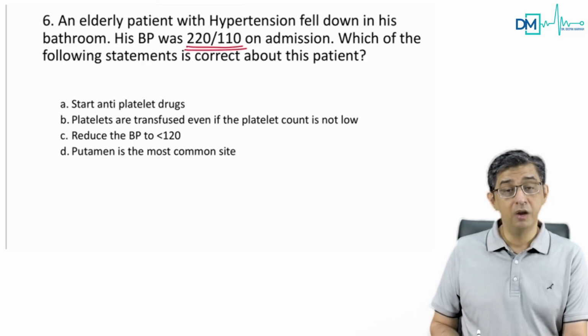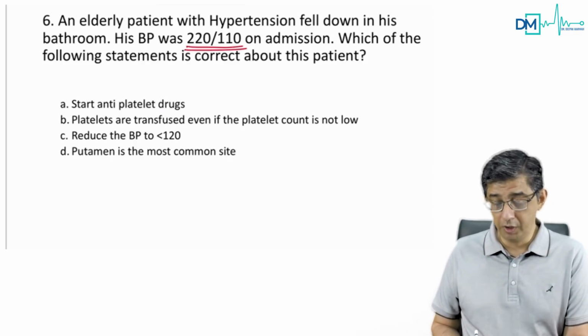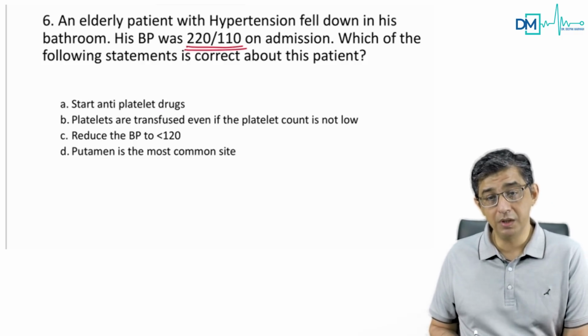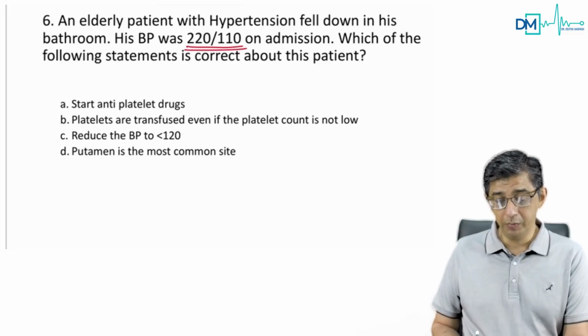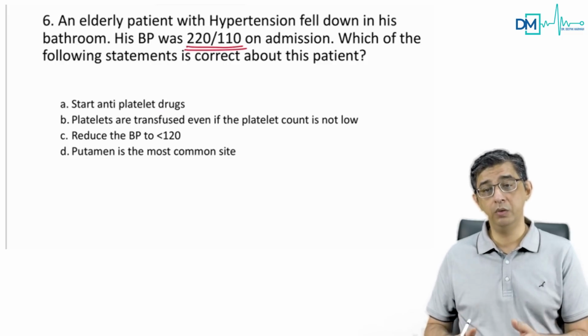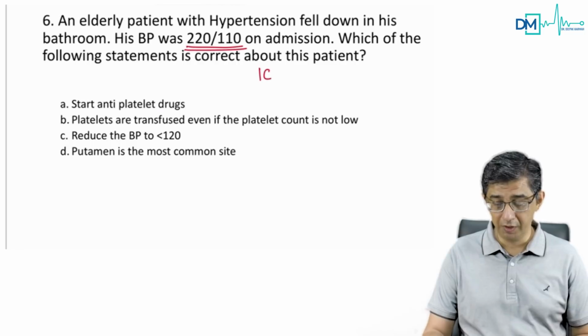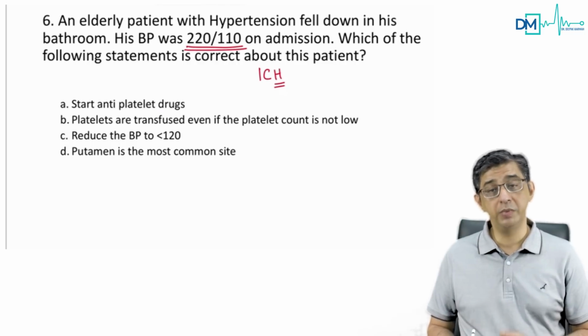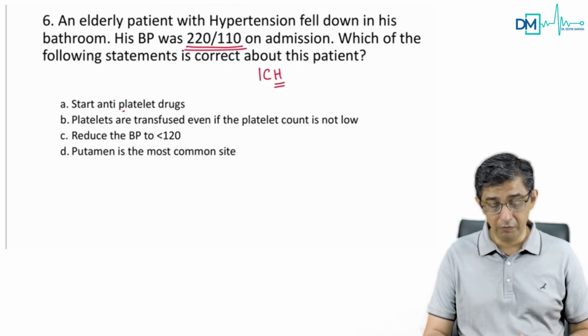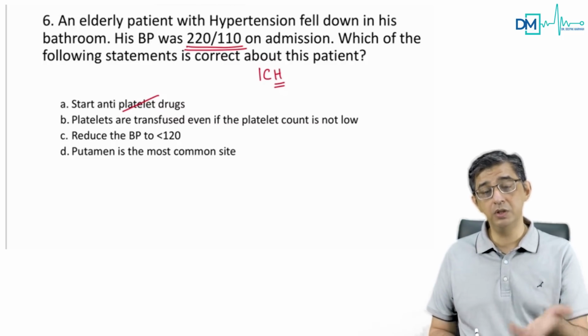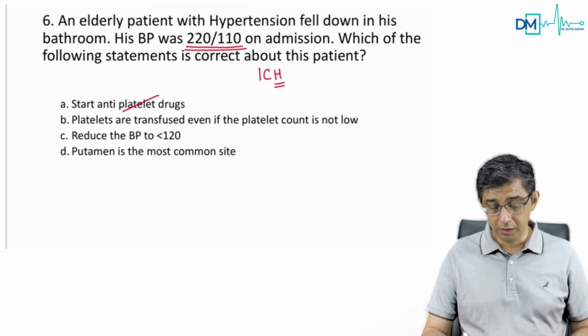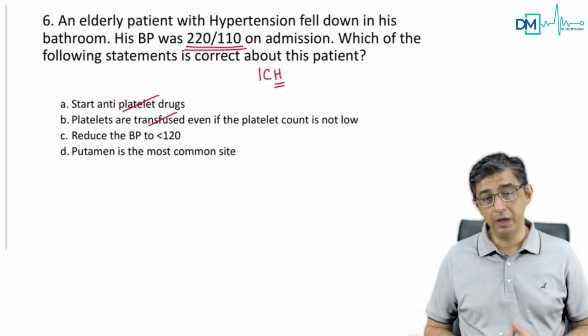Yes, this man fell in the bathroom. Which of the following statements is correct about this patient? One is start antiplatelet drugs. You see, if somebody falls down in the bathroom, there's a high possibility of him having a brain hemorrhage. And if a person is having a brain hemorrhage, you will not give antiplatelet drugs. Why? Because they will worsen the bleeding. Platelets are given? Well, platelets are not the treatment for brain hemorrhage.